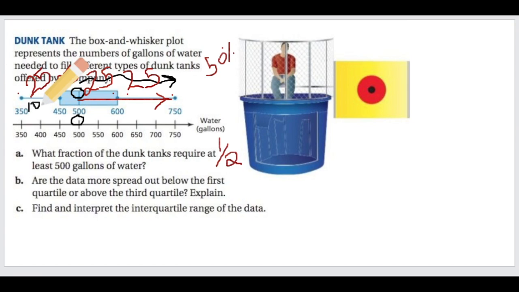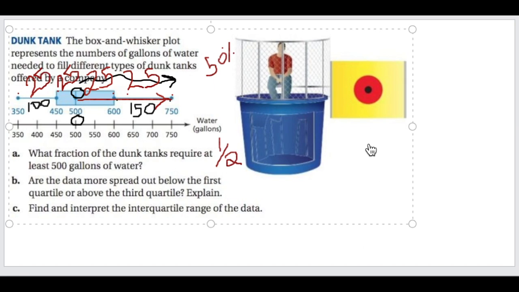Let's look now at the difference for my third quartile, or above the third quartile. So here's above my third quartile, so that would be from 600 to 750. Well, 750 minus 600 is 150. So which one is more spread out, meaning which one has the bigger difference? This one, the third quartile and above, because 150 is greater than 100.